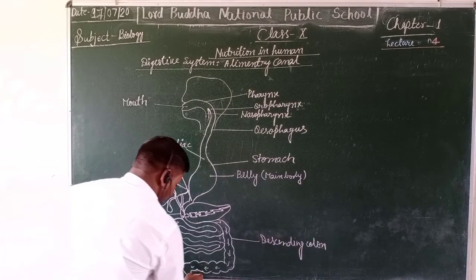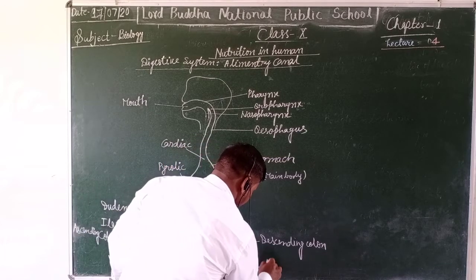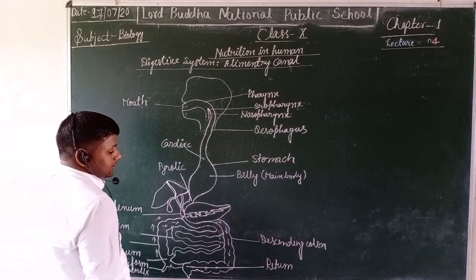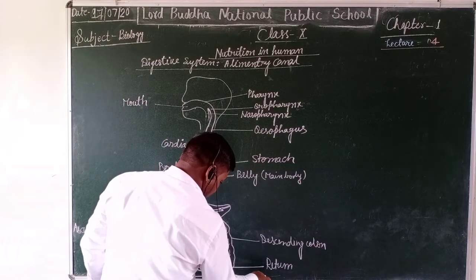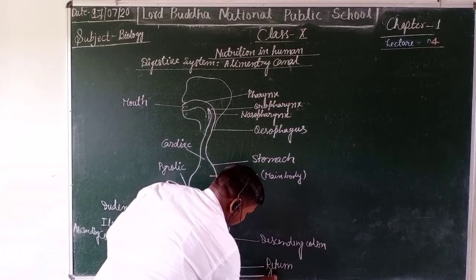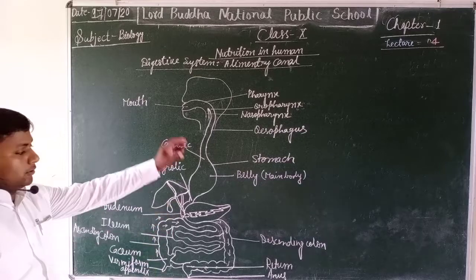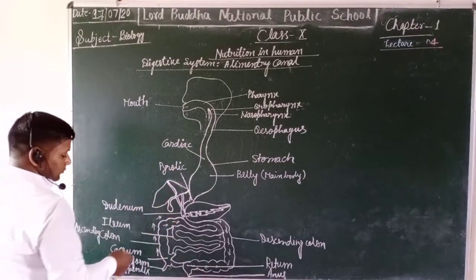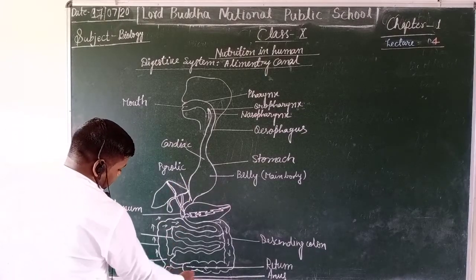This is the rectum. It is a broad triangular pouch-like structure, and the end part of the large intestine, and this is the end part of the alimentary canal, the anus, through which undigested food material gets expelled out from the body.